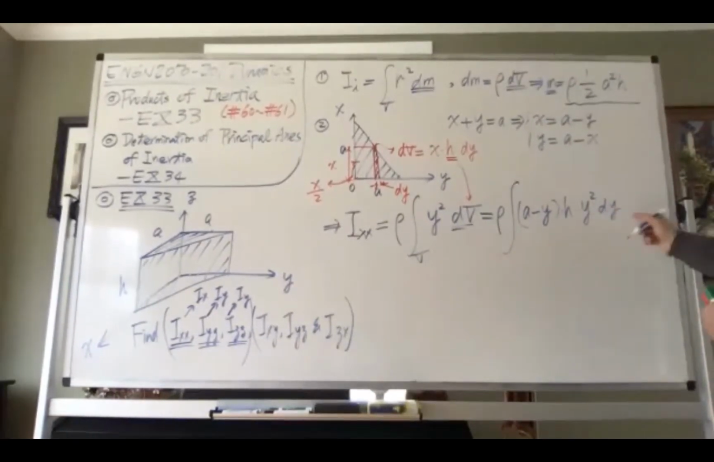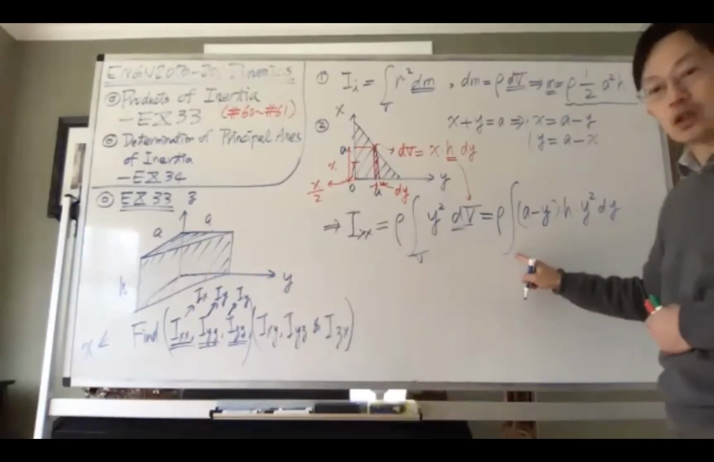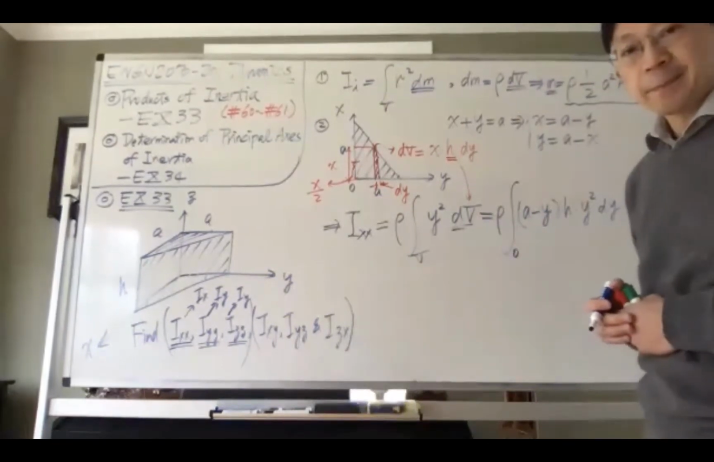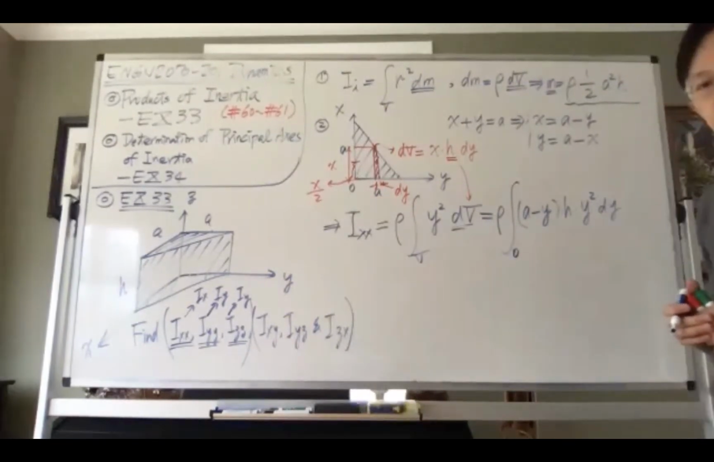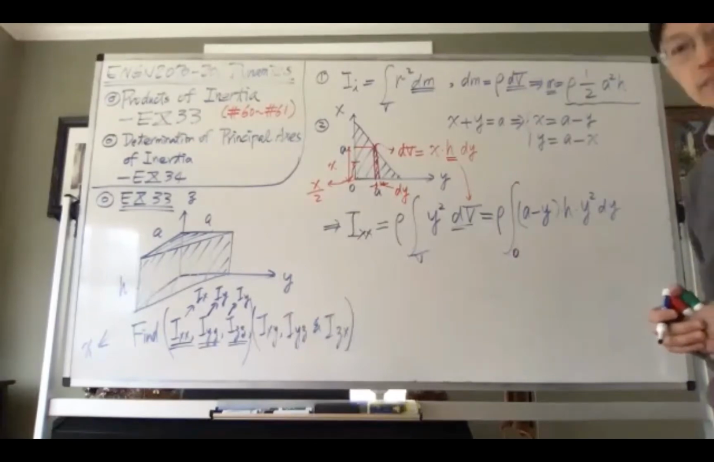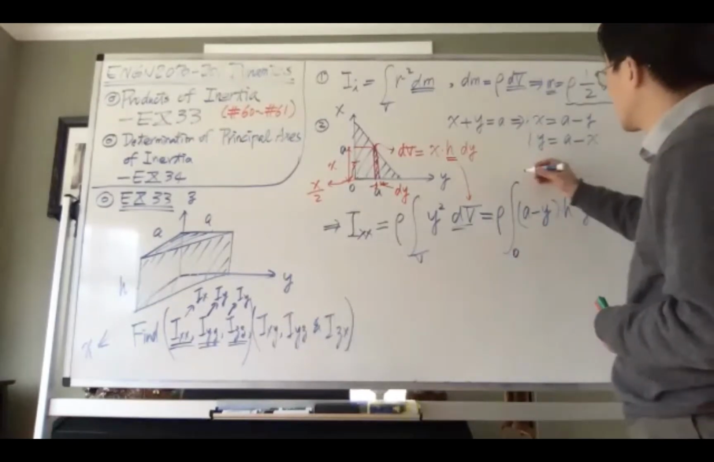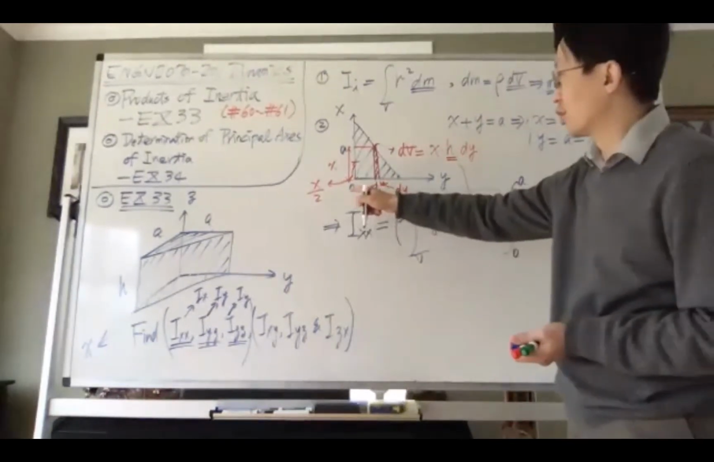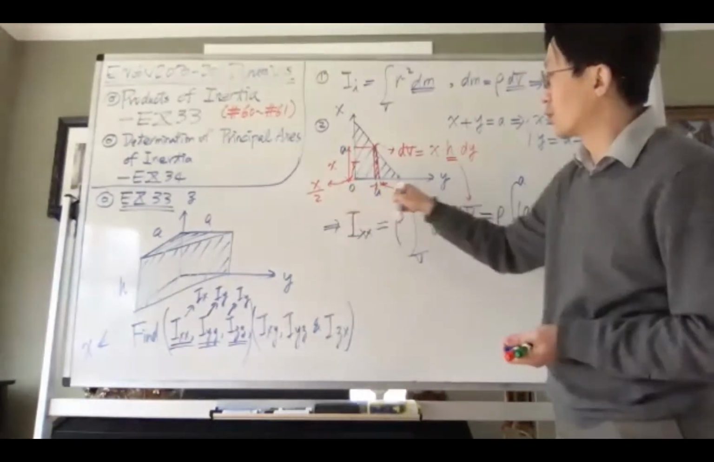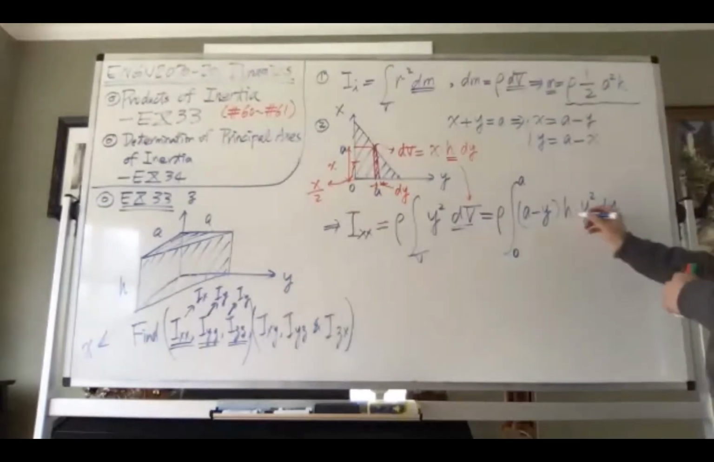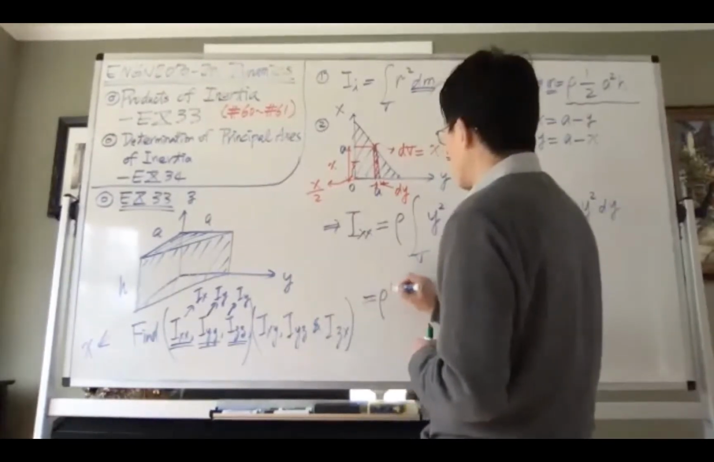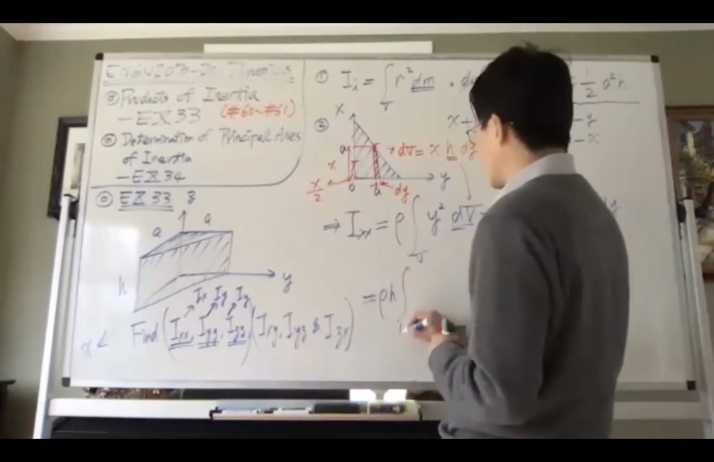Now, if you integrate everything based on y, what will be the limit? The lower bound, of course, 0. What's the upper bound? A. Yes, very good. Upper bound is a, right? For the value on y-axis from 0 to a. And then, of course, h is constant, take it out. And this becomes rho times h times this integral, which, of course, you know how to do.